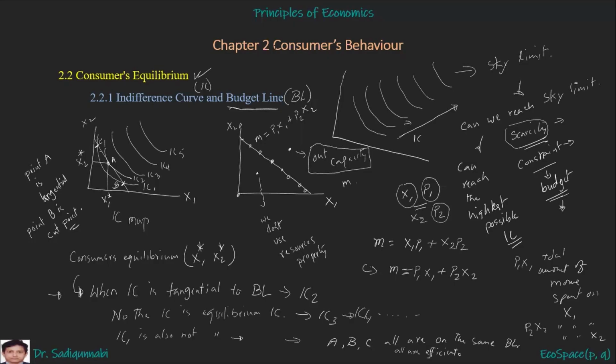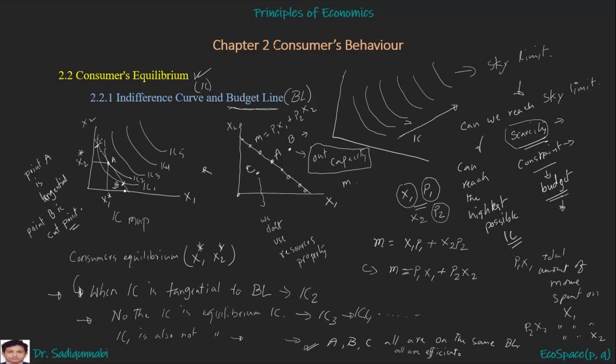We can't say that B and C are equilibrium. Why? I say again, all points A, B, C are on the same budget line. Okay, so that's why they are all efficient points. They are all efficient points, but only one is tangential. That's why it is the equilibrium point. And B and C are, although on the same budget line, efficient points, but not equilibrium.